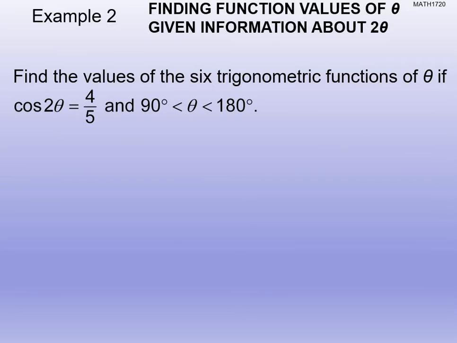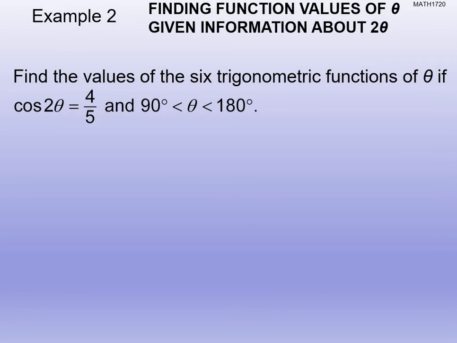All right, let's look at example 2 here. We want to find the values of the 6 trig functions of theta, given cosine of 2 theta is 4/5, and theta has to lie between 90 and 180 degrees. So what does that tell me? We're looking for all the values in the second quadrant, which is where theta resides between 90 and 180 degrees.